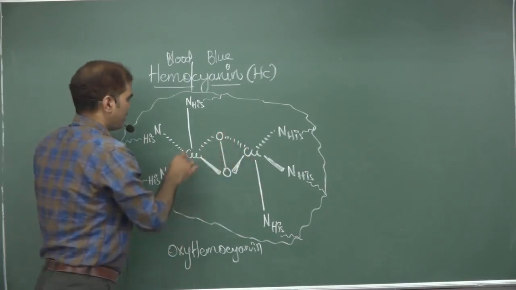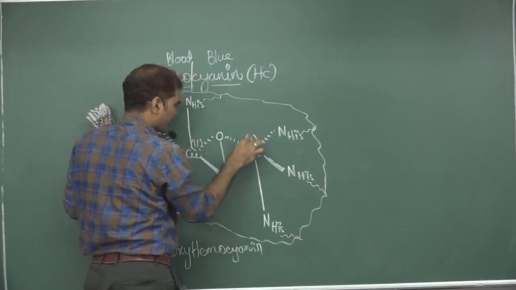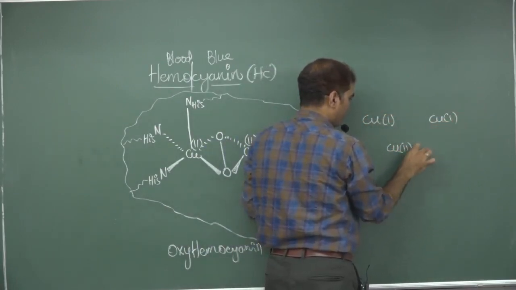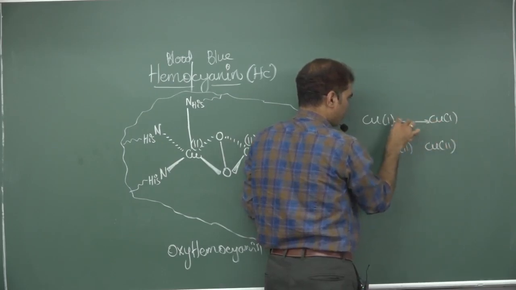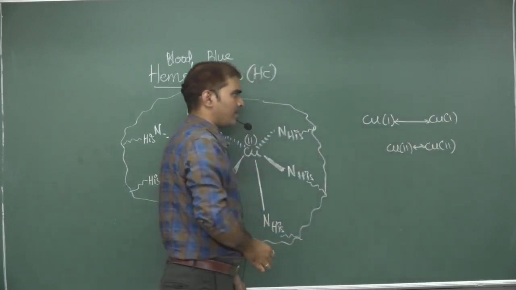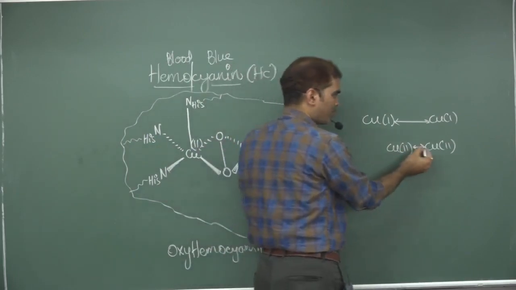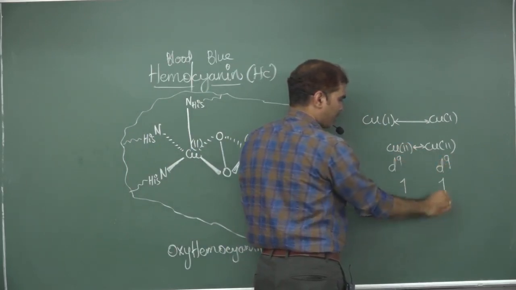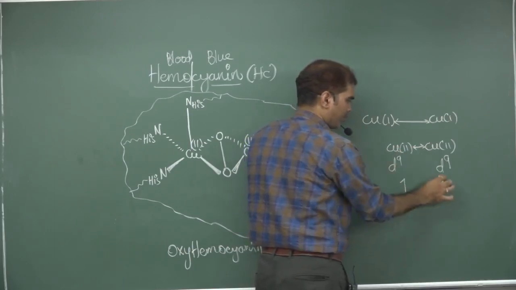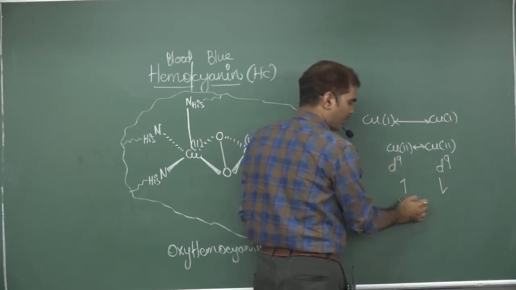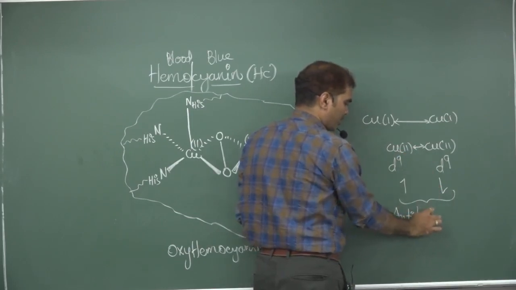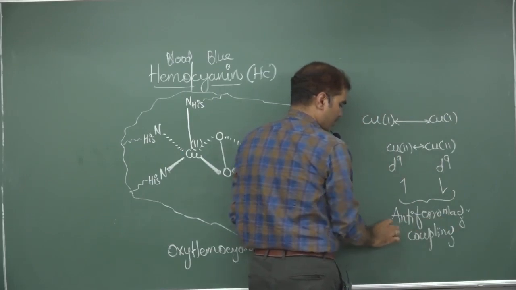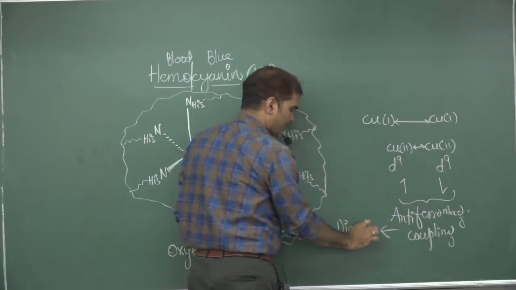Next, each copper was found to be present in +2 oxidation state. Previously copper 1 and copper 1, it is now copper 2 and copper 2. The distance between the two coppers will decrease. Just as in hemerythrin we have seen the distance between the two irons drop, here also the distance between the two coppers will decrease because it is entering into copper 2. Copper 2 is d9 and d9 has one unpaired electron. Since they are very close, there will be a very strong anti-ferromagnetic coupling, and due to this, it will become diamagnetic. So though there are two unpaired electrons, oxyhemocyanin is diamagnetic.